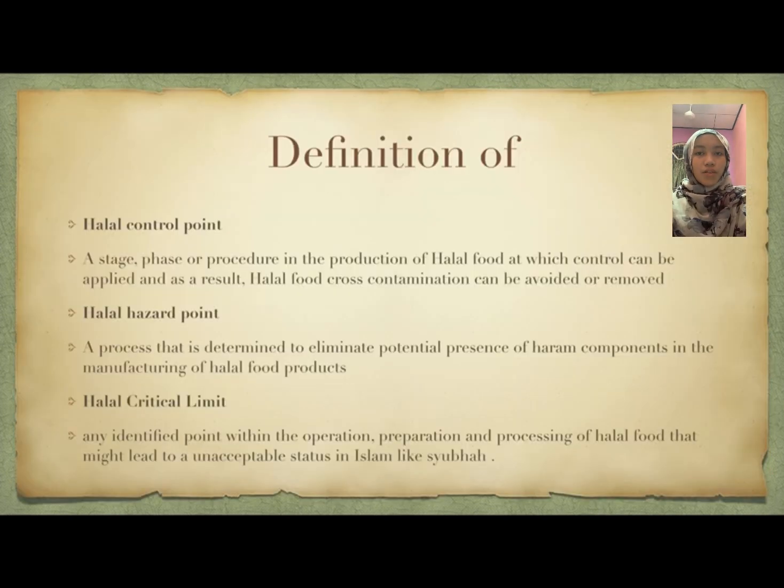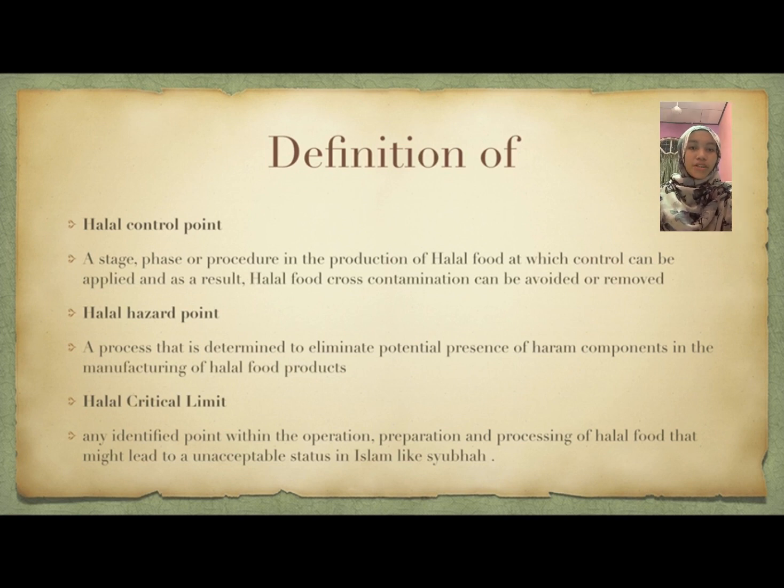So the definition of halal control point is a stage or phase in the production of halal food at which control can be applied. As a result, halal food cross-contamination can be avoided or removed. Next is halal hazard point. It is a process that is determined to eliminate potential presence of haram components in the manufacturing of halal food products. Lastly is halal critical limit. Is any identified point within the operation, preparation and processing of halal food that might lead to unacceptable status in Islam, like shubha.